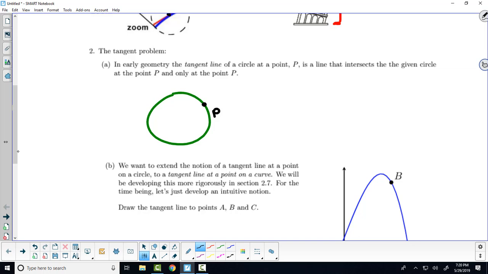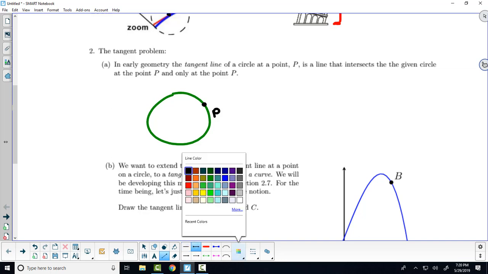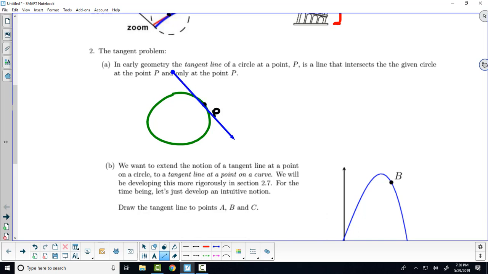In geometry, somebody said a tangent line is a line that intersects the circle at a point and only intersects the circle at that point. Only intersects it at one point. Well, what would that be? If I were to try and draw that, let's see if I can do that. Right about there is the tangent line to the circle at that point P. And you can see, yeah, it only intersects that circle at that one point.